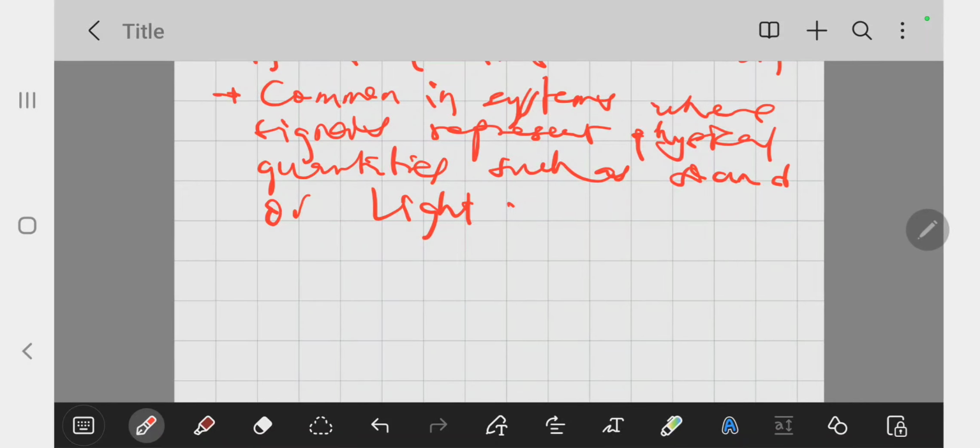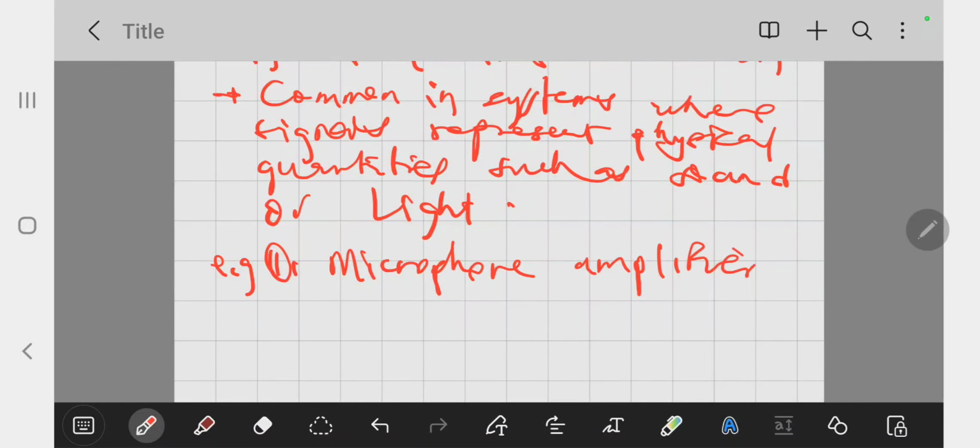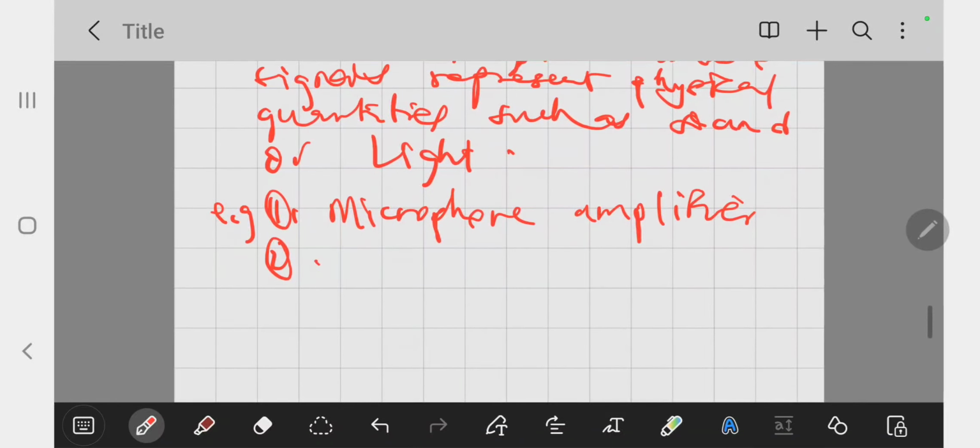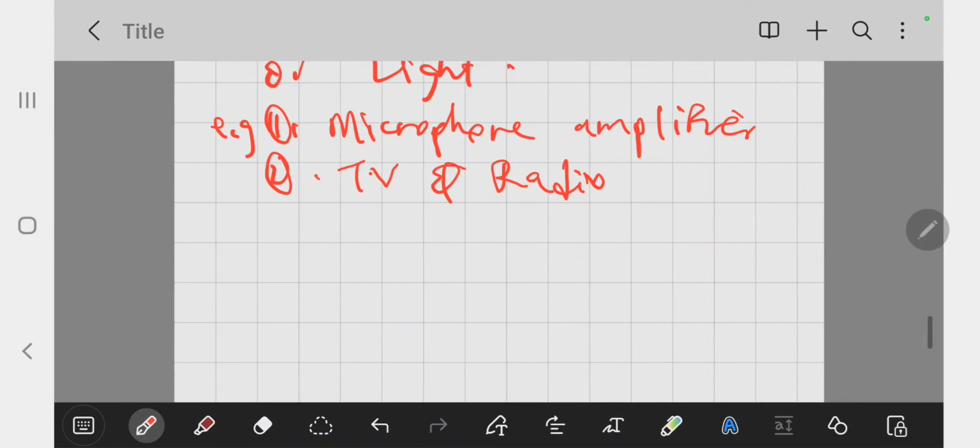A good example is a microphone amplifier. Number two is the analog signal we all know, which was in the television set as well as the radio set. Although most of these are being phased out, these are some examples. Then last is the volume control knob.